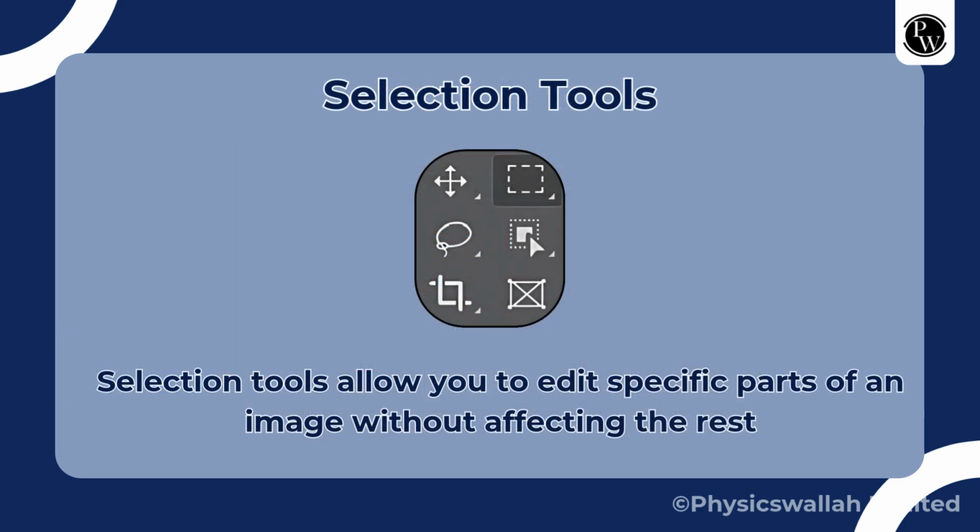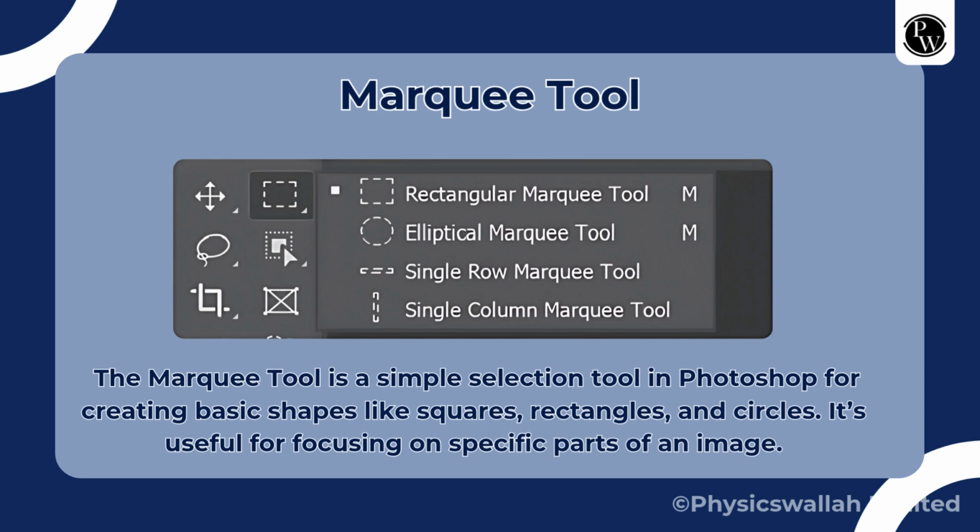Selection tools. Selection tools allow you to edit specific parts of an image without affecting the rest. Marquee tool. The Marquee tool is a simple selection tool in Photoshop for creating basic shapes like squares, rectangles, and circles. It's useful for focusing on specific parts of an image.